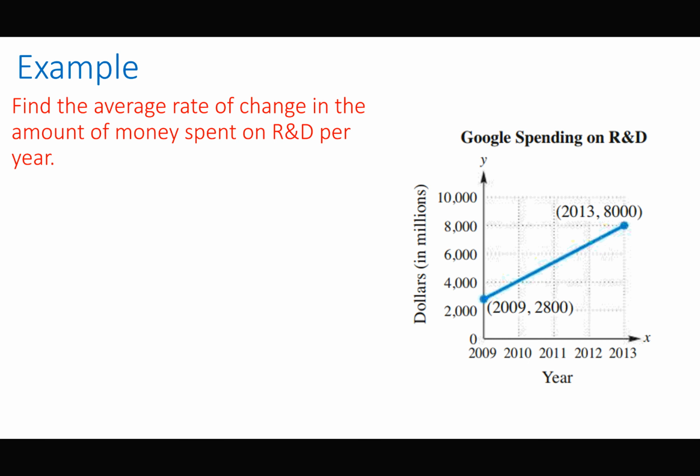Okay, so let's do an example. Find the average rate of change in the amount of money spent on R&D per year. So here's a little graph of Google spending on R&D. So we could see in 2009, they spent $2,800. So this is essentially my A, and this is F of A. In 2013, they spent $8,000, and it's actually in millions, so 8,000 million, 8 billion, I guess that would be. So that's B, and this is F of B.